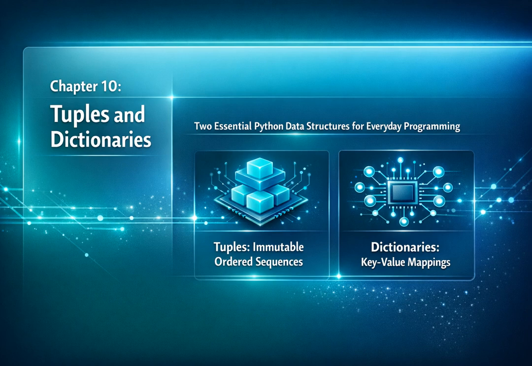Welcome to Chapter 10, Tuples and Dictionaries. This chapter introduces two more essential Python data structures. Tuples are like lists but immutable, and dictionaries store data as key-value pairs for fast, meaningful lookups.